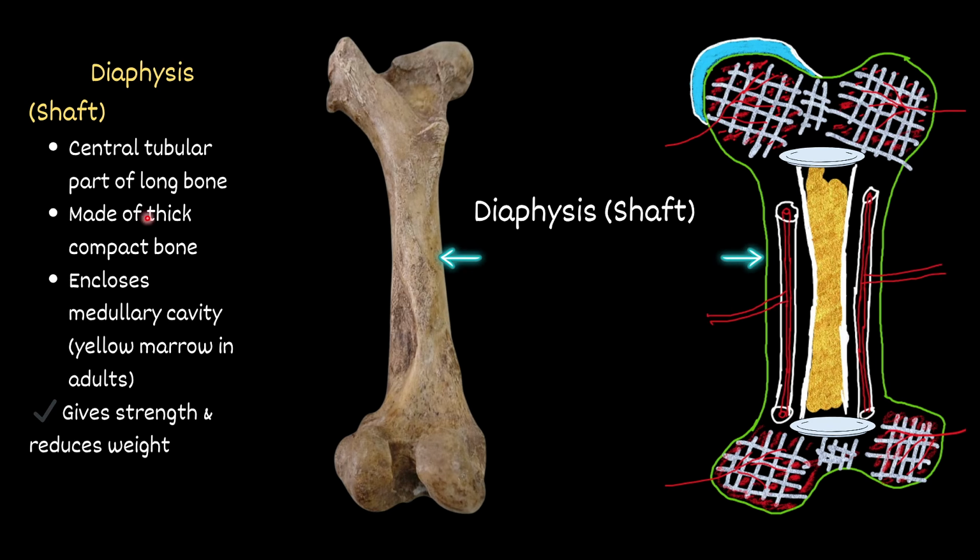Diaphysis or shaft. So the central tubular part of the long bone is called the shaft or diaphysis. It is made up of thick compact bone. Inside this you will find a medullary cavity containing the yellow bone marrow. It gives strength and reduces weight. So this central tubular part is called the shaft or diaphysis of the bone. Inside this you will find the marrow cavity, the medullary cavity, and inside that you will find the bone marrow, mainly the yellow bone marrow.